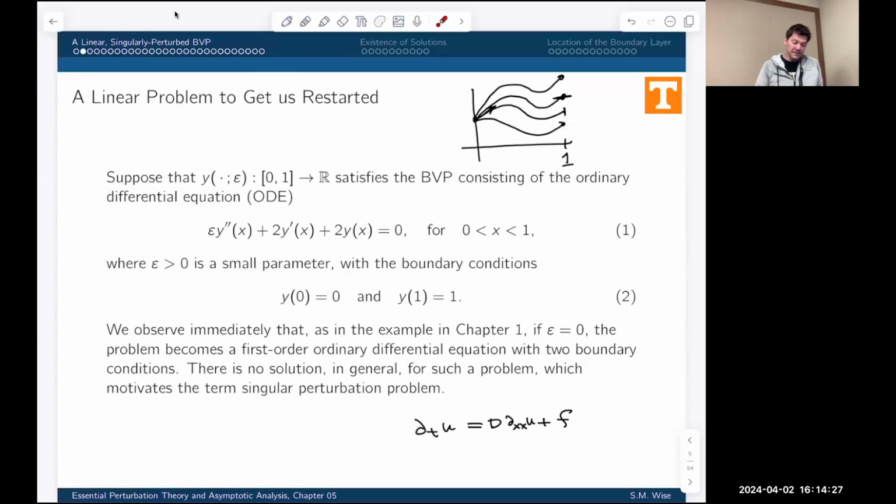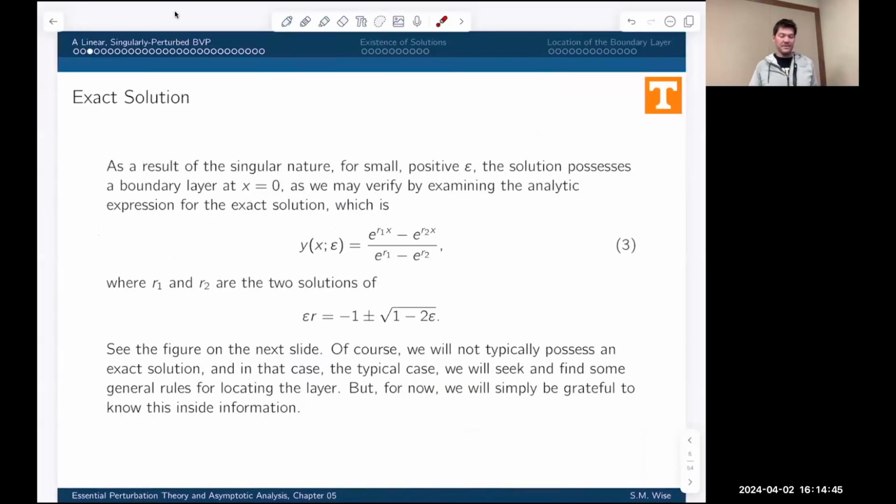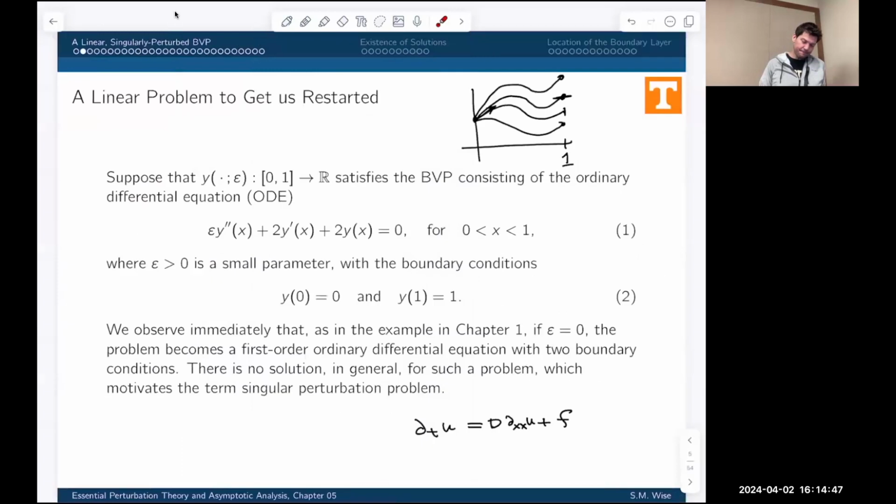Now, if I lose this, if I just cross this highest order derivative out, there's a problem because I have two boundary conditions, but I only have a first order ODE. The solution to a first order ODE cannot in general satisfy both boundary conditions. All right, but this problem nicely has an exact solution. So let's see what that solution looks like and see what are its characteristics as epsilon gets smaller and smaller.